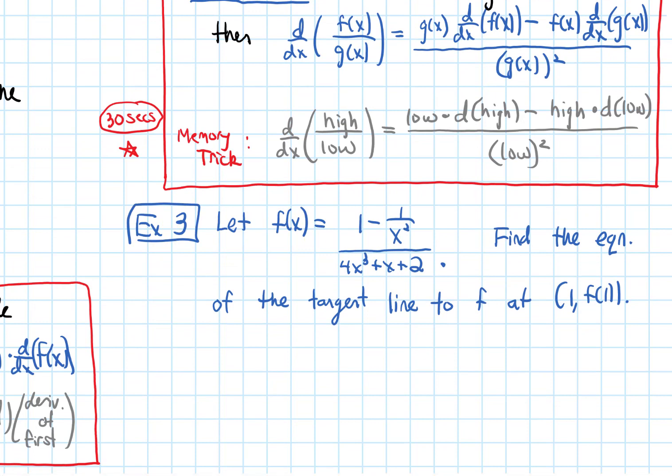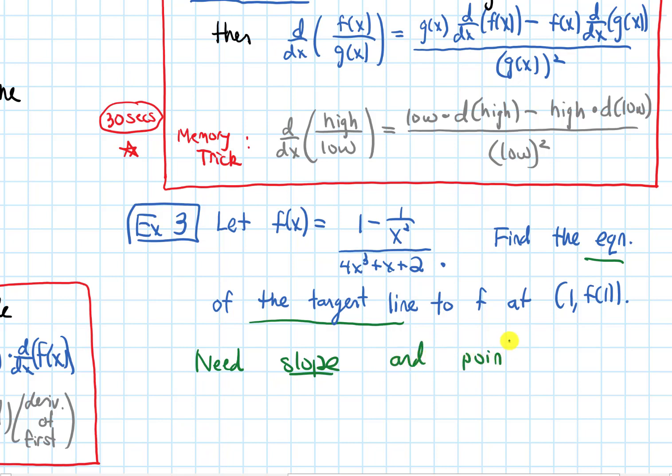This example has the function f of x, which is 1 minus 1 over x squared, all over 4x cubed plus x plus 2. And I want to find the equation of the tangent line to this function at 1 comma f of 1. When a question asks me to find an equation of a tangent line, for the equation of any line, I'm going to need the slope and I'm going to need a point. We could also try for slope and y-intercept, but in practice, we're rarely just given the y-intercept. So usually it's going to be more efficient to use point slope form. So that's what I'll do.